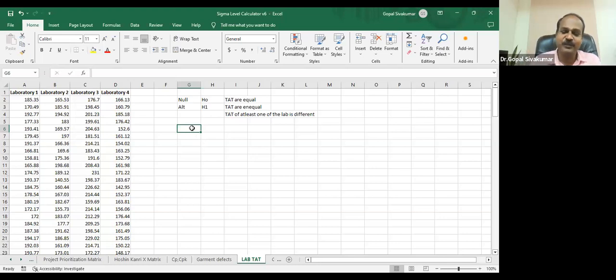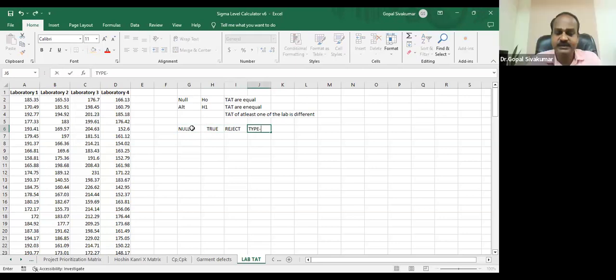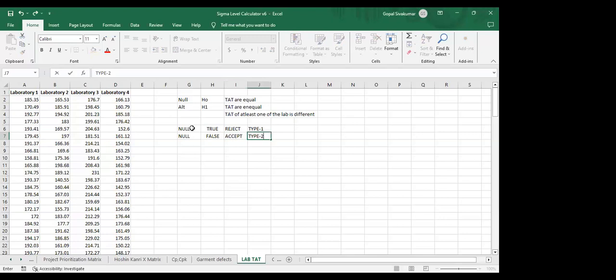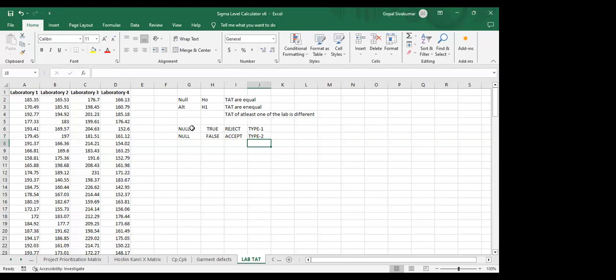All right. So now your null hypothesis is sometimes true. Your null hypothesis may be true, but still, based on the experiment, you may reject it wrongly. Possible or not? Maybe possible. This is called type 1 error. Sometimes your null is false. You may still end up accepting the null. This is called type 2 error. All of you are able to understand? Yes, sir.